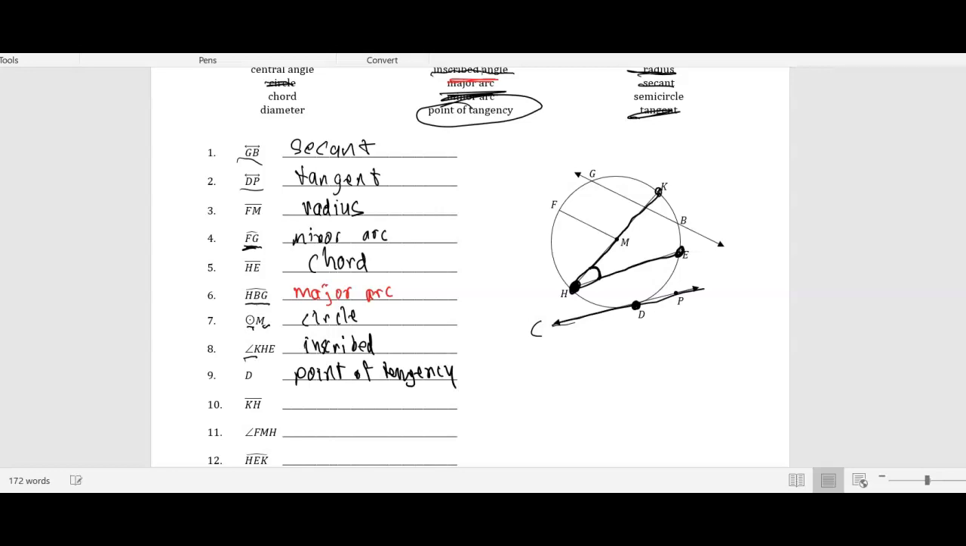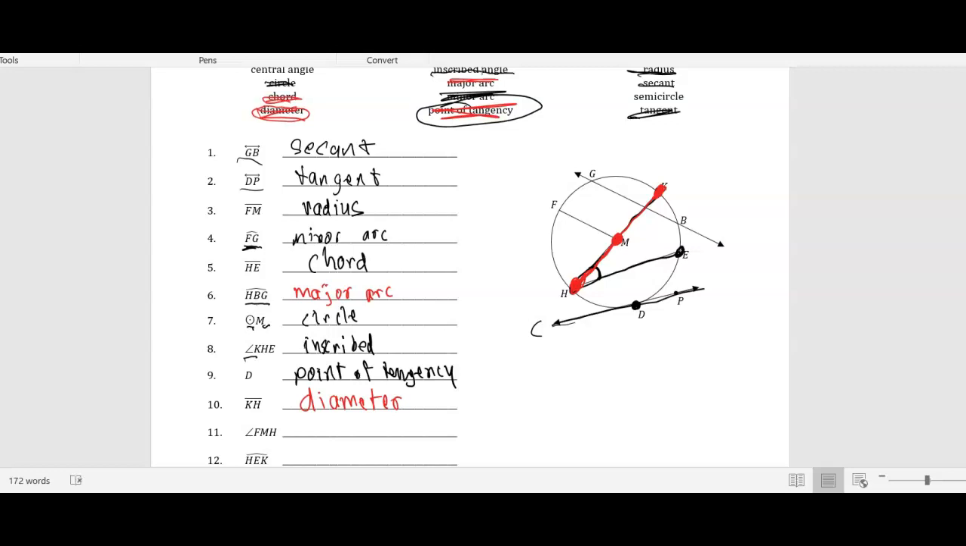Segment KH, so if we were to find K and H, here's K, here is H. If we connect those, notice how it goes right through the center of our circle as well, from one side to the other. So this is technically a chord, but it's a little bit more specific than a chord. What this is, is our diameter. A chord that runs through the center of your circle is your diameter. So we're done with that. Done with point of tangency. Chord we're done with. So two left.